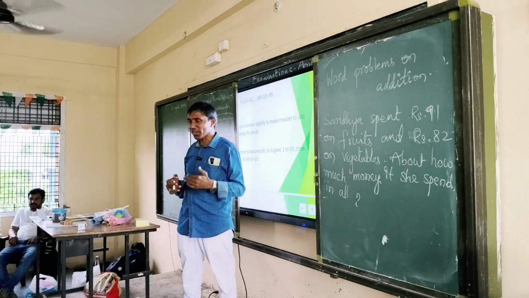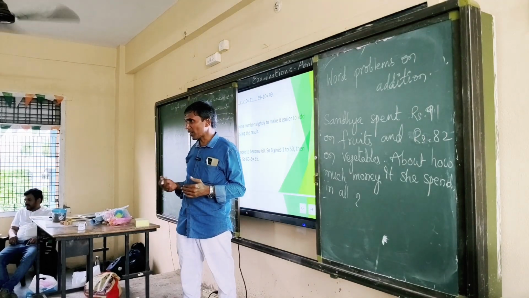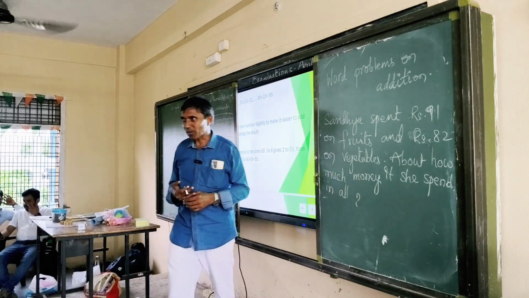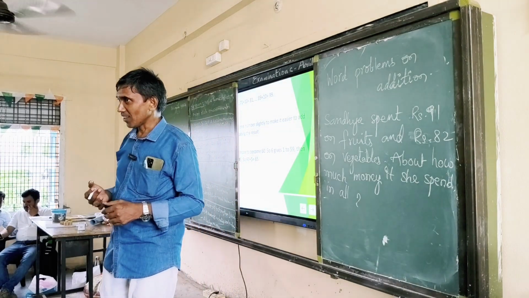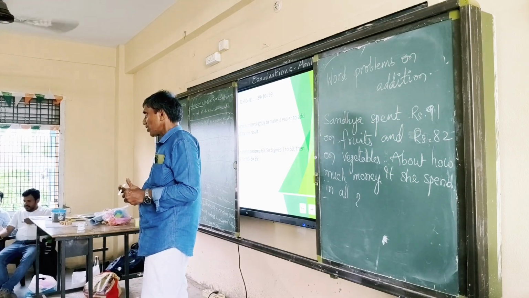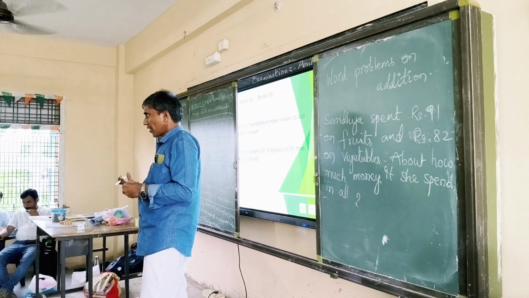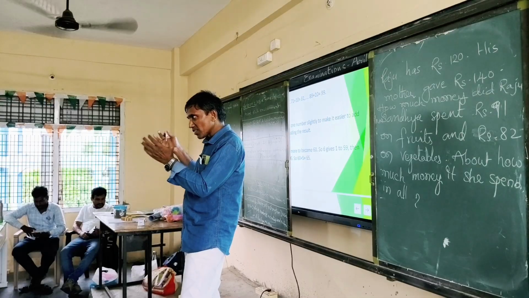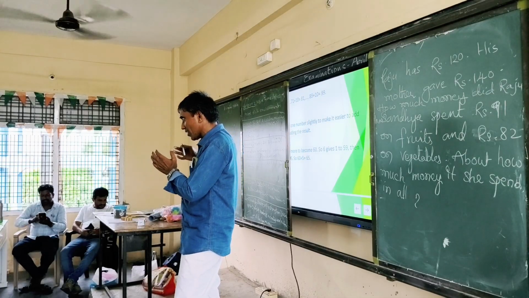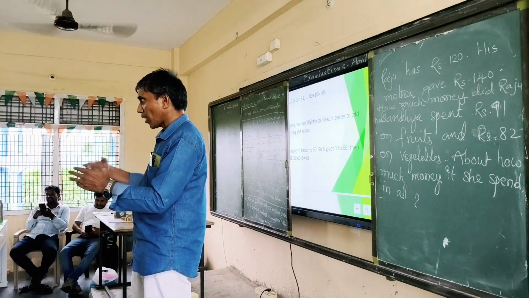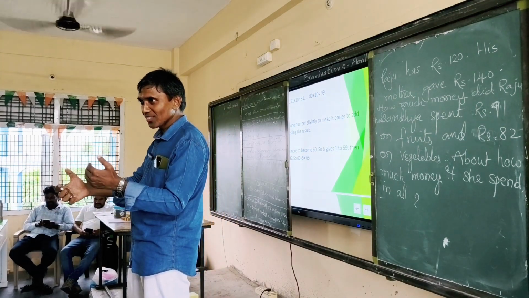సంధ్య 91 రూపాయలు పండ్లపైన, 82 రూపాయలు కూరగాయలపైన ఖర్చు చేసింది. ఎంత మనీ ఆ మొత్తం మీద ఆమె ఖర్చు పెట్టింది అని అడుగుతుంది. రైట్. ఇంకో, దీనికంటే డిఫరెంట్గా ఉన్న క్వశ్చన్ ఒకటి చదవండి ఏదైనా. Raju has some money, రాజు దగ్గర కొంత డబ్బు ఉంది ఆల్రెడీ. Her mother gave some more to him, వాళ్ళమ్మ ఇంకొంచెం డబ్బులు అతనికి ఇచ్చింది.